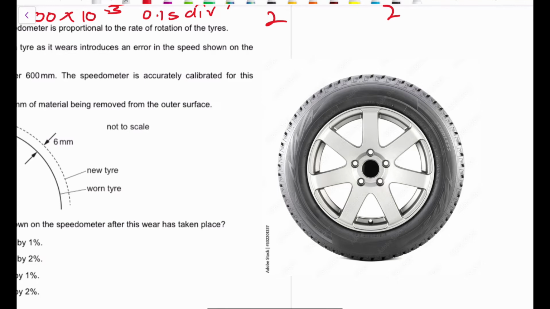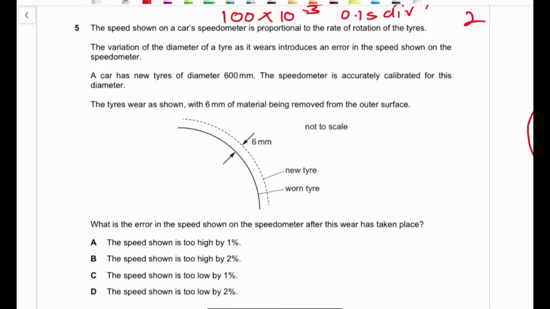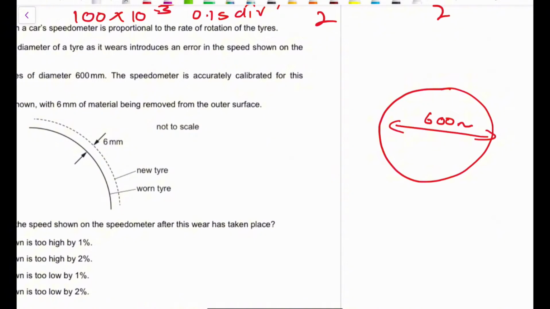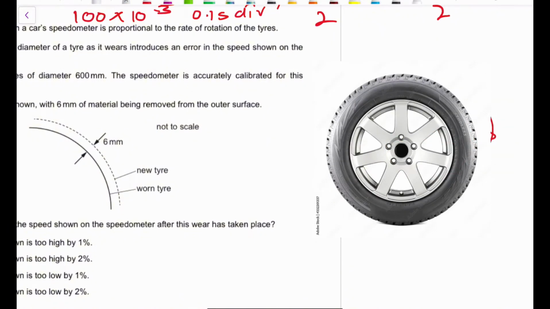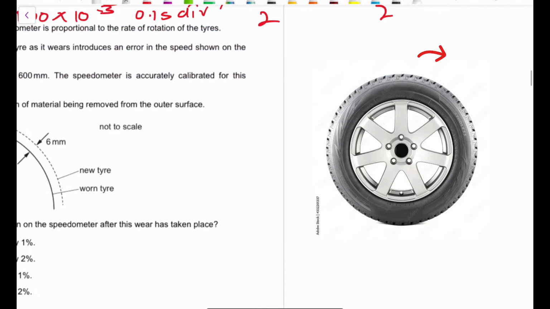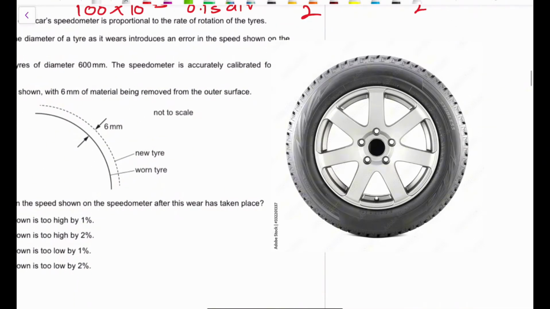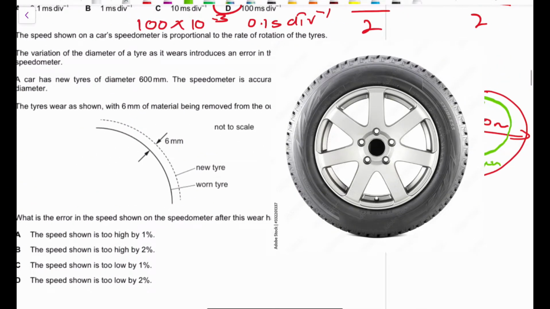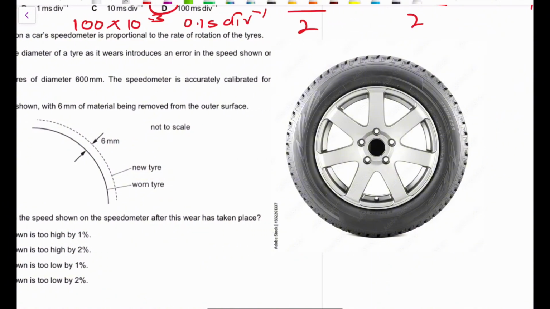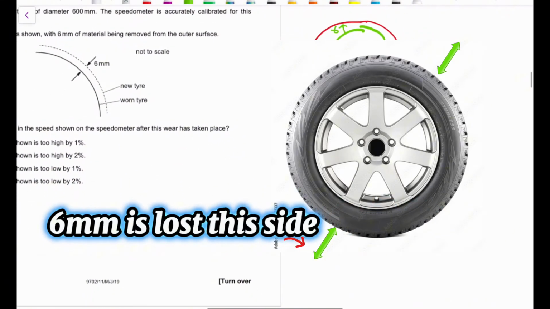So the diameter of this is going to be 600 millimeters, okay? And by wear and tear, 6 millimeters of material is removed from the outer surface, okay? So we're going to remove 6 millimeters of material, so it's going to be something like this. And we have removed 6 millimeters of material, right? Something like this. Okay, so what is the error that we're going to have in the diameter? Well, we're going to find what has actually changed, because we once had that value, now we have 6. And we also have 6 that we have lost on that other side. So our overall diameter has reduced by 12, okay?